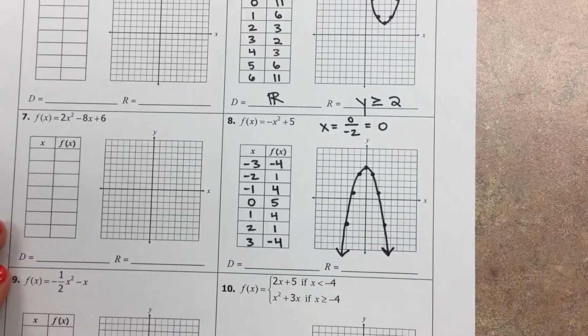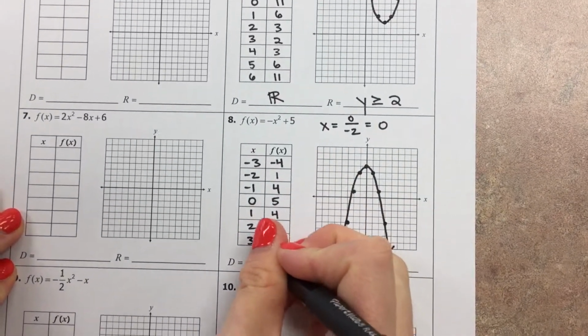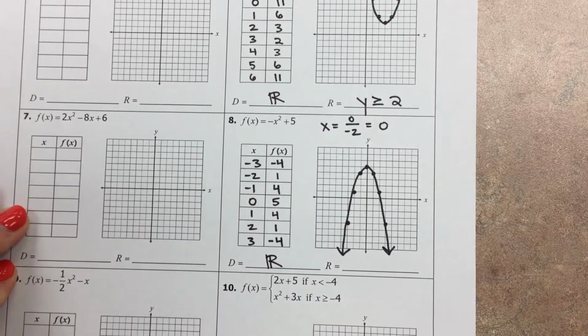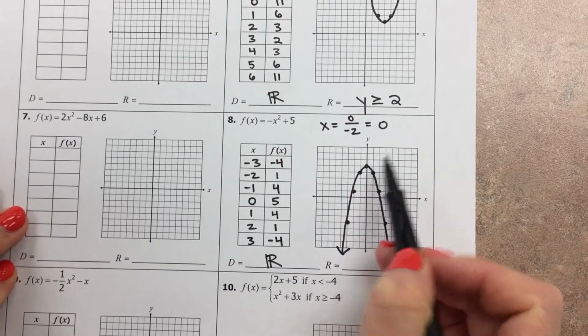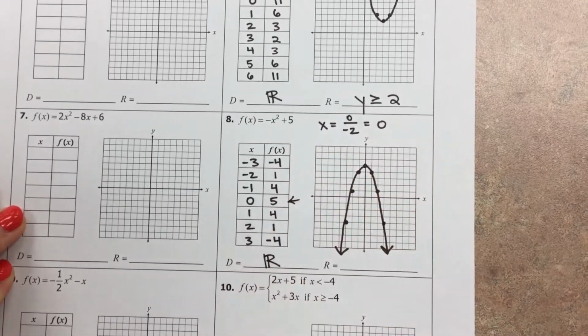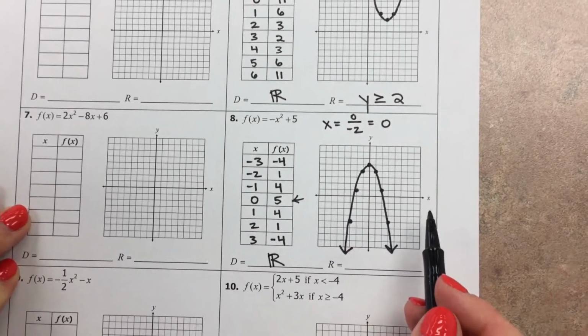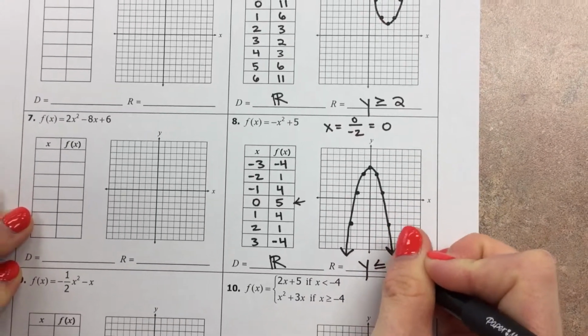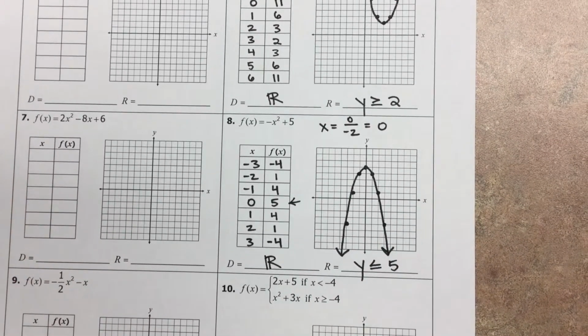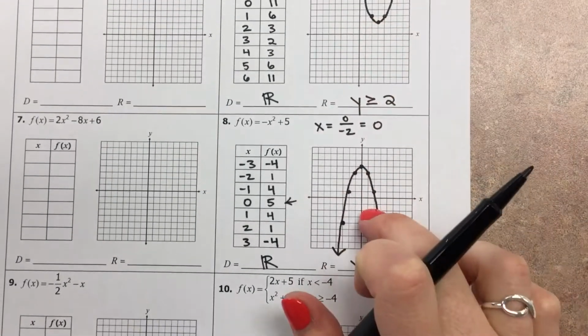So that's the graph. Domain is always all reals for every type of quadratic. Range is based on where the vertex is. This is my highest y value, which is a 5, but then my graph goes down from there. So underneath the 5 would be y is less than or equal to 5. Okay, so a couple examples of just one graph.